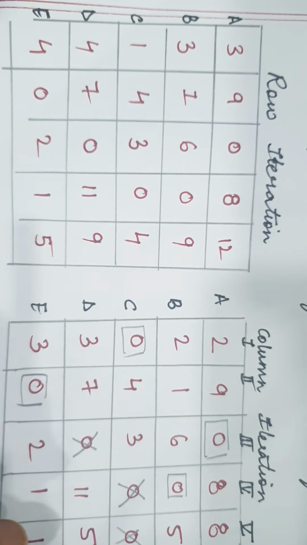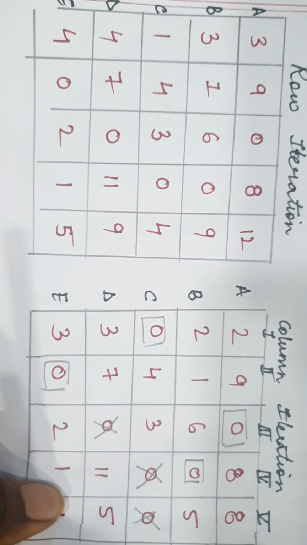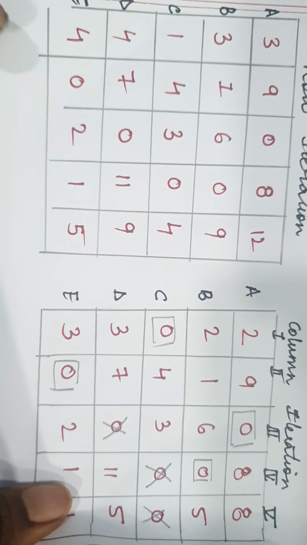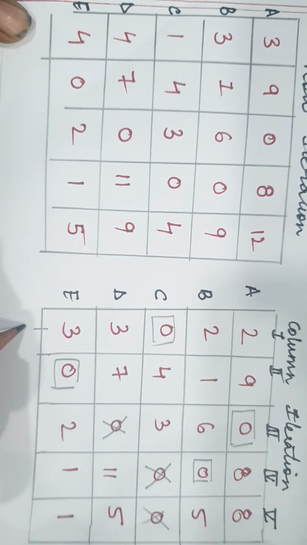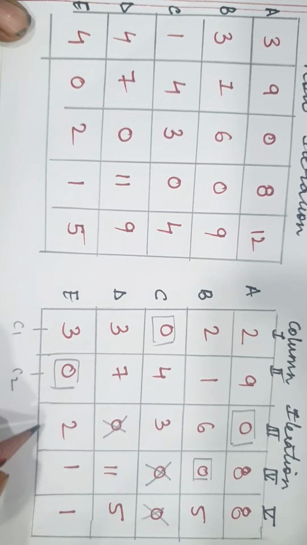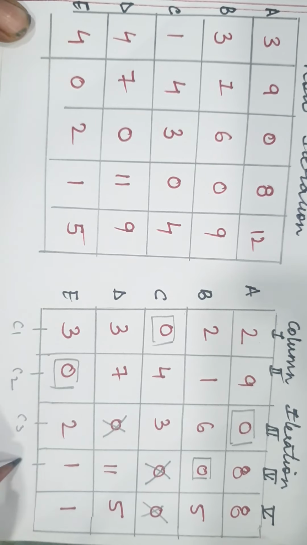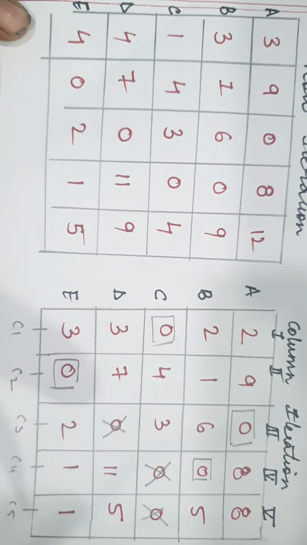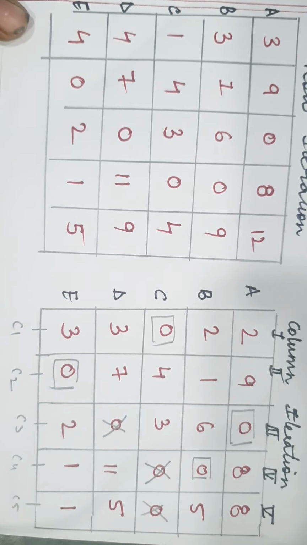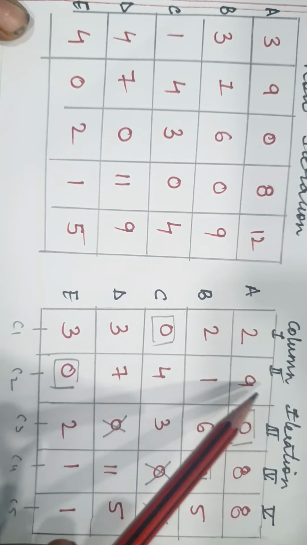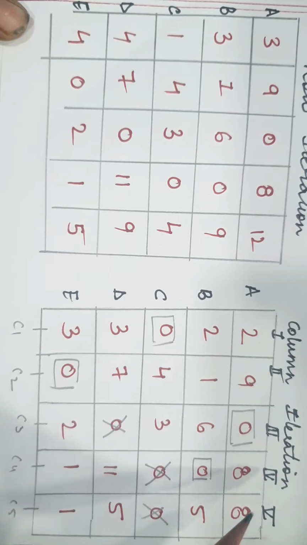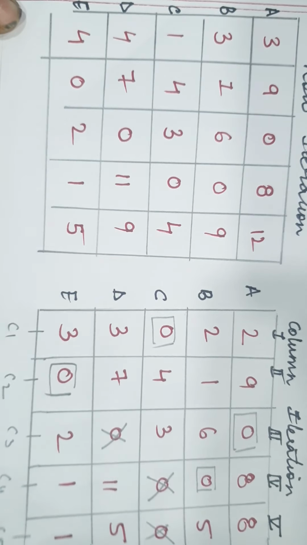Here you have to check how many columns are assigned. As you can see, column 1 is assigned, column 2 is assigned, column 3 is assigned, column 4 is assigned, but column 5 is unassigned. So what you have to do: with the minimum number of lines, you have to cut the maximum zeros.